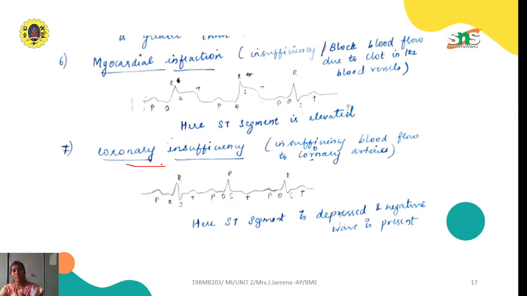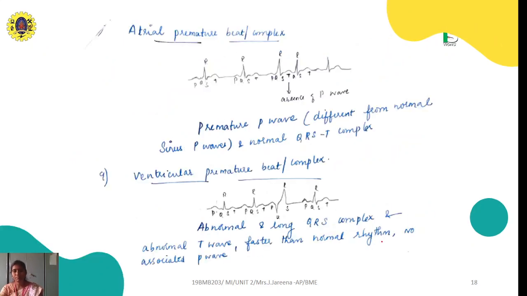So when you have a problem with this type of arteries, then the heart will not receive enough energy or nutrients. Then the heart doesn't get the energy to pump out, and the cardiac output will also be affected. That type of problem is coronary insufficiency. The ECG waveform for this type again shows a problem with the ST segment. Here the ST segment is either depressed or you can have a negative wave.